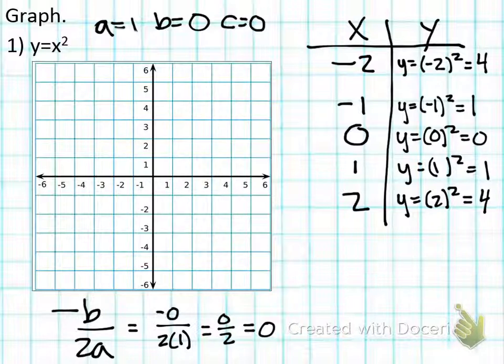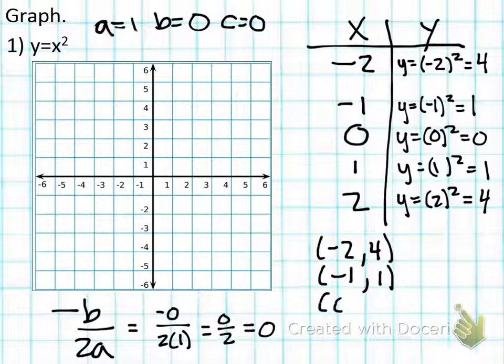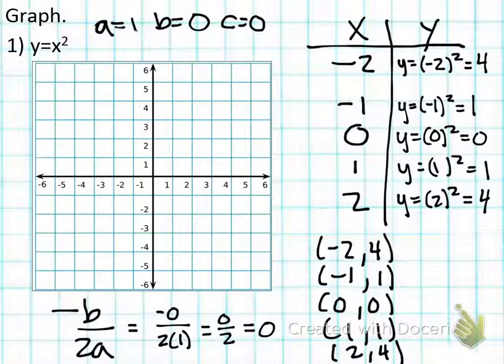Okay, so now I have x values and y values, so I'm going to write those as ordered pairs. Okay, so I'll write them below here. Negative 2, 4, negative 1, 1, 0, 0, 1, 1, and 2, 4. Okay, so now I have 5 points that I can plot on my graph.